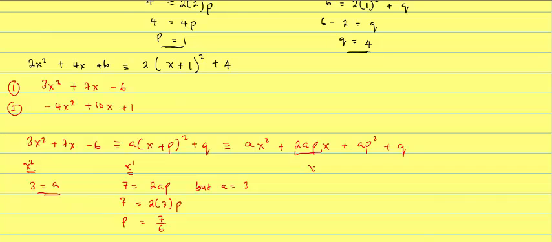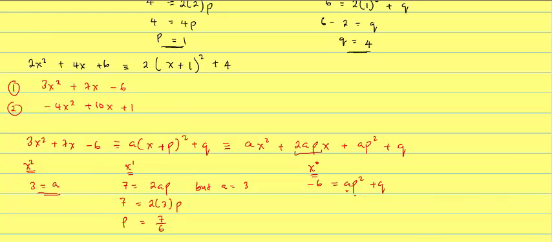Taking terms of x to the power of 0, the constant terms, on the left hand side we've got minus 6 is equal to these two terms here, ap² + q. The terms that do not have x attached to them are negative 6 on the left and ap² + q on the right hand side.